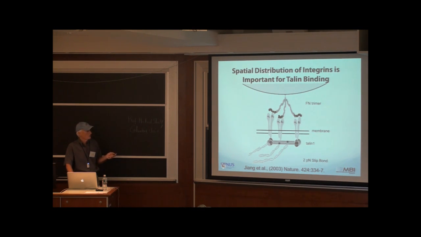We went on to use beads in laser tweezers at low concentrations of fibronectin trimer on the surface, so that we were presumably looking at single molecule interactions. And what we found with the trimer and not with the monomer was that there was a talin-dependent 2 piconewton slip bond formed with the actin cytoskeleton. In other words, this actin cytoskeleton continues to move inward at a pretty steady pace of about 60 nanometers per second.